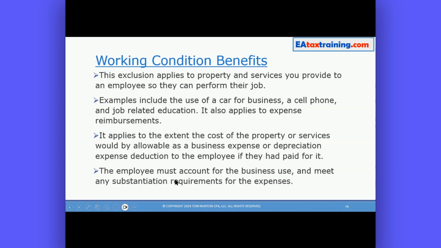The employee must account for the business use and meet any substantiation requirements. So the employee does have to show that, yes, this actually is for business purposes, just like they would with any other type of business expense. So that is working condition fringe benefits.